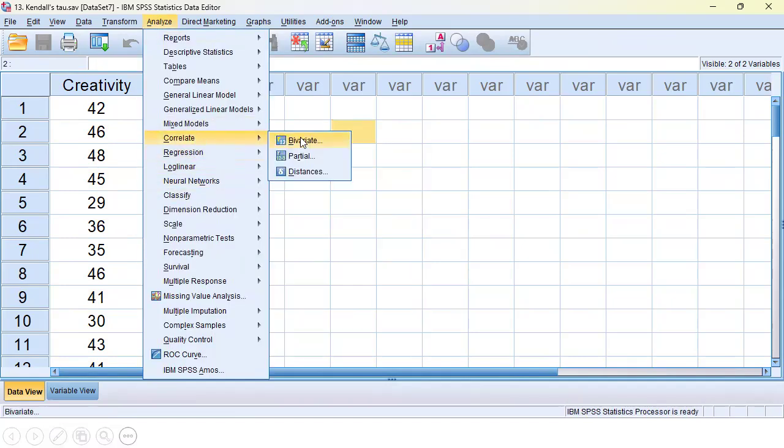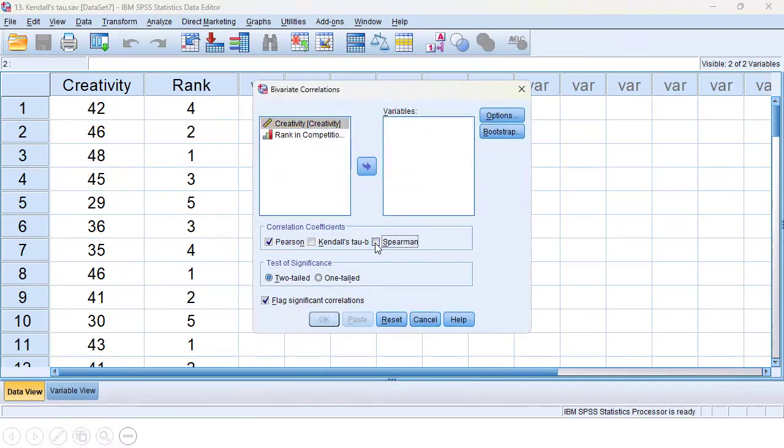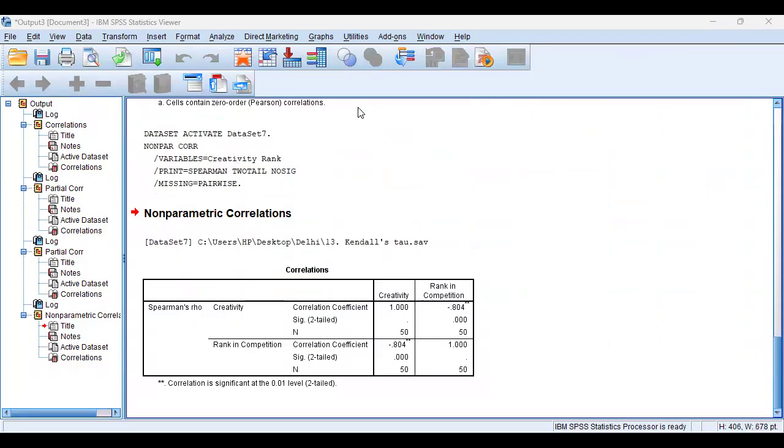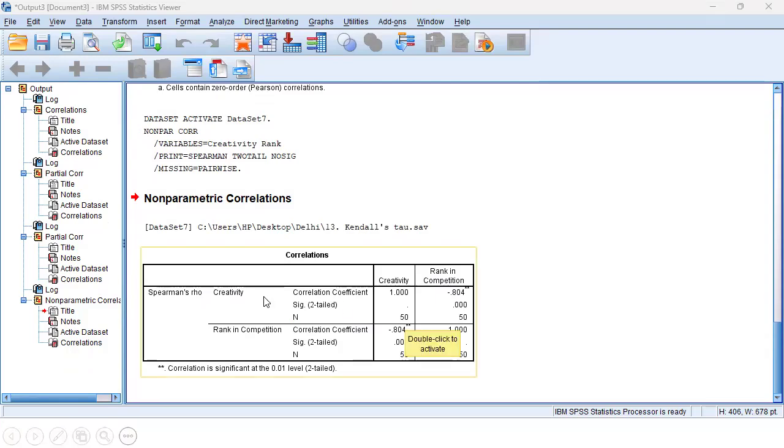Kendall tau and Spearman correlation. So here I am using first of all Spearman correlation and then I will perform Kendall tau. So select both the variables and then okay. So we can see the results here. There is a negative relationship between creativity and rank in competition, because rank 1 means good and rank 5 means poor. So here there is a negative relationship.